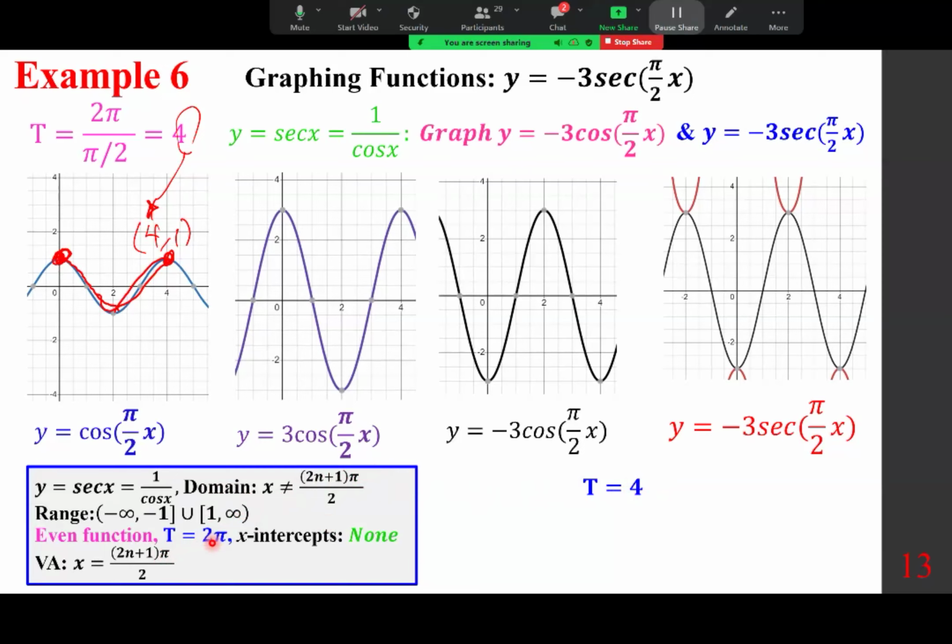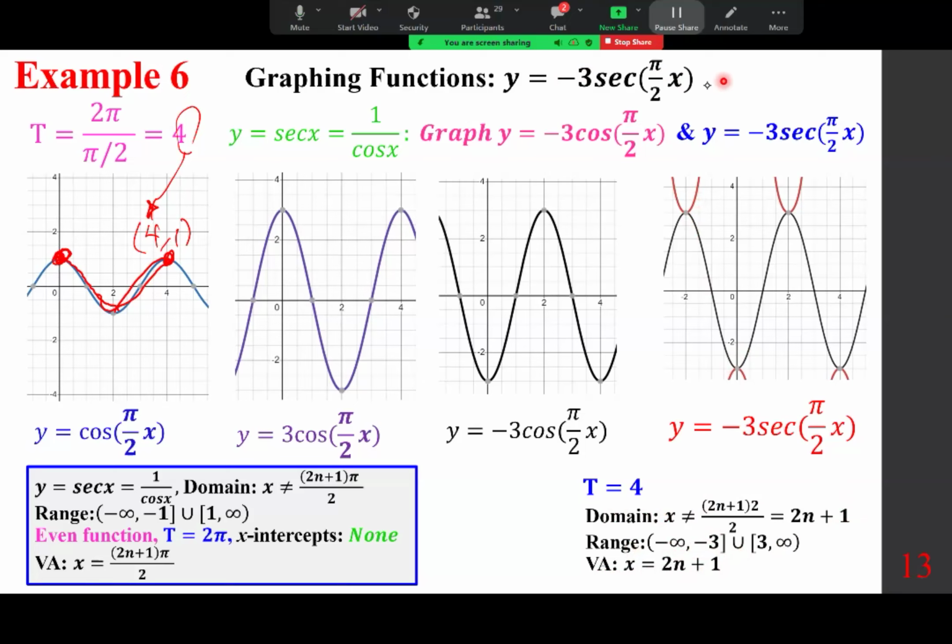T is 2 pi. Over here, you have half of T. So over here, you put half of T, which is 2. When you do that, 2n plus 1 times pi over 2 becomes 2 over 2 or 2n plus 1, which is the same for VA. This is the domain. This is the VA. And then clearly the range from -3 to 3 is excluded. That means from -infinity to -3 union 3 to infinity is the range of this function.